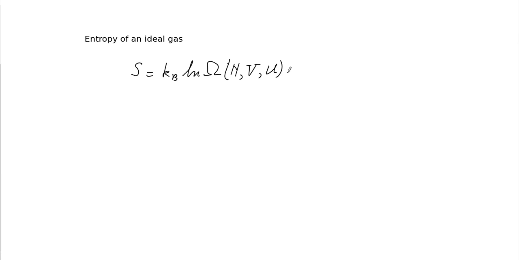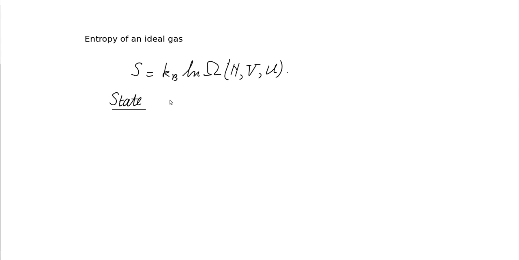And Omega is the multiplicity, and that's the number of states that we can find at particle number N, volume V, and at energy U. The presence of Omega in this expression tells us that we need to count states, and so first we need to specify what a state is.